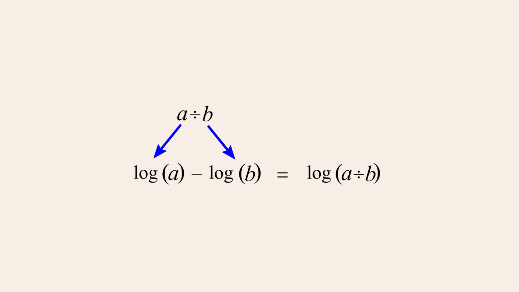Likewise, if we want to divide two positive numbers, we look up the logarithm of each number and subtract those two logarithms. Since the difference of those logarithms is equal to the logarithm of a divided by b, using the logarithm tables, we convert that logarithm back to the quotient of a divided by b.